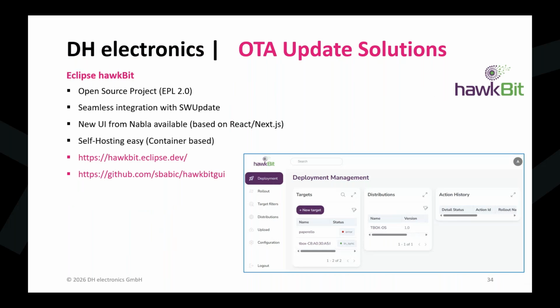HawkBit is an open source project under the Eclipse Public License 2.0. The integration with 𝗬𝗵𝗶 works very well, so DH recommends it as a great starting point when you want to evaluate OTA via 𝗬𝗵𝗶. The original HawkBit UI is no longer available for recent HawkBit versions because of a license issue. In the meantime, there is a new UI solution from 𝗵𝗲 Software Engineering based on the React framework and Next.js. For evaluation, it's easy to run HawkBit and the UI locally, or you can deploy it as a Docker container. So it's also quite straightforward to self-host a HawkBit server.